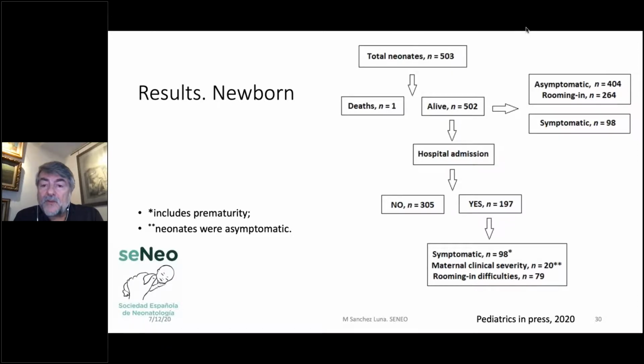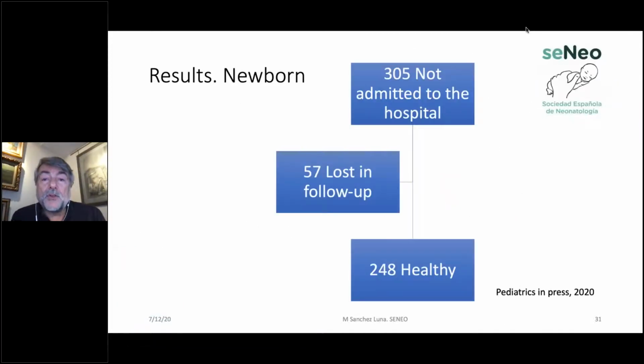And you can see that for the 197 babies who needed to be admitted to the hospital after delivery, admitted to the ICU or the neonatology ward, most of them were because it was difficult in some of the hospitals to keep the rooming-in with the mothers, or because the mother had a severe clinical condition. So only some of the babies were really admitted to the hospital because they developed symptoms. And as I told you, most of these symptoms were related to prematurity or standard neonatal conditions.